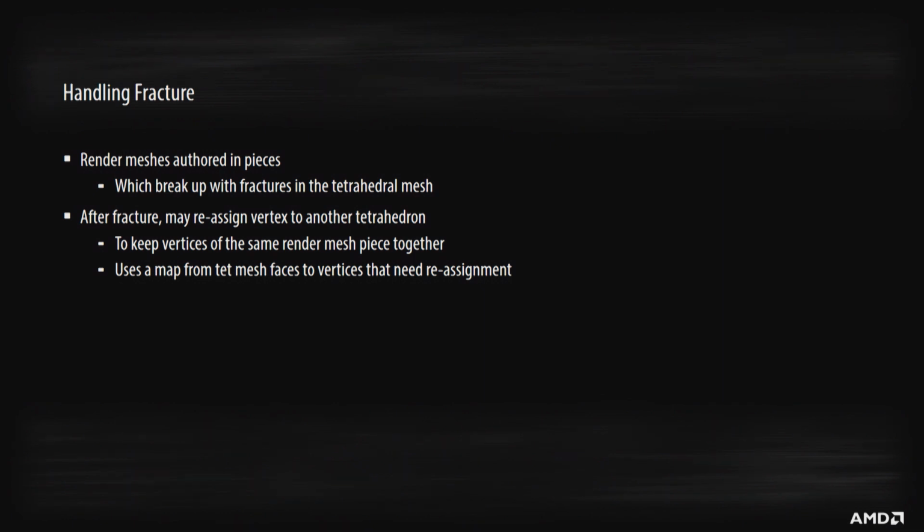And after fracture occurs, the important thing is that you keep the render vertices together with other render vertices in the same piece. Because, obviously, if it spans between one piece of the simulation mesh and another, then as they separate, you just get stretched out polygons, which I've witnessed as we tried to root out bugs and things like that. So that's something we finally figured out.